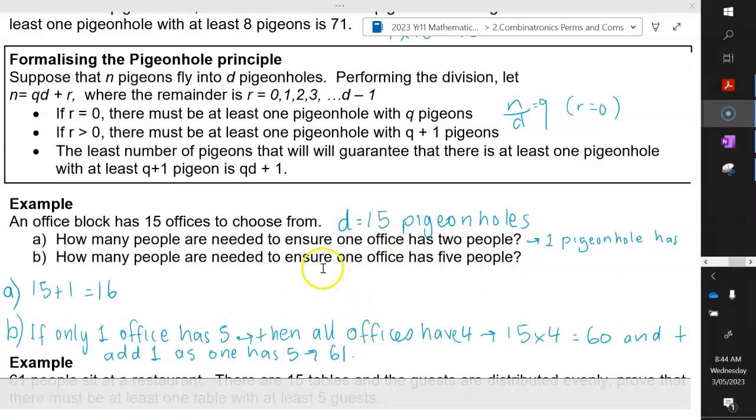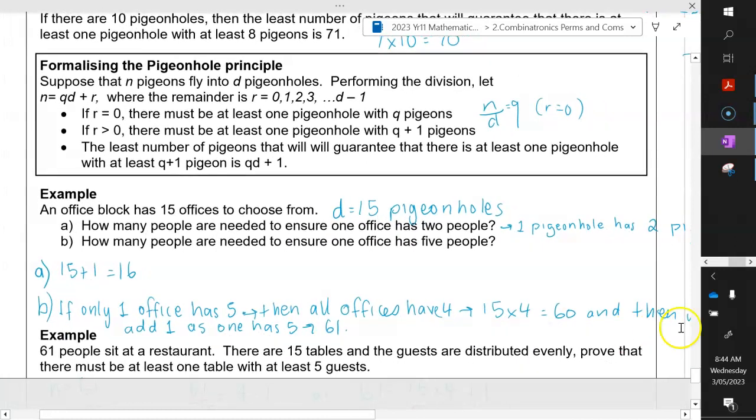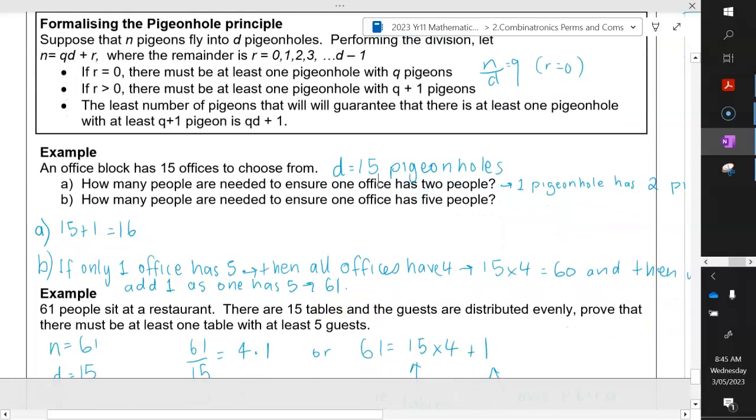Part B, how many people are needed to ensure one office has 5 people in it? Now the key there is that only one office has 5 people. So the other offices are going to all have 4. So the 15 offices that we've got are going to have 4 people. So 15 times 4 is 60. And then one of those offices is going to have 5 people in it. So we're going to add 1 to that 60 and we're going to get 61. So we need 61 people for that question.